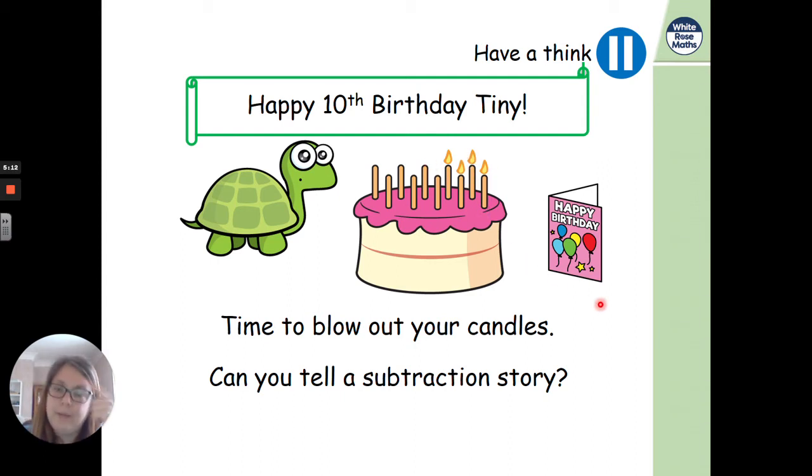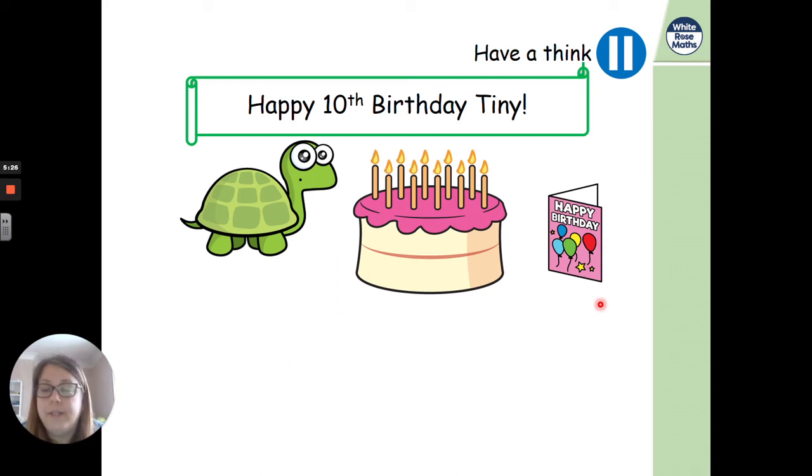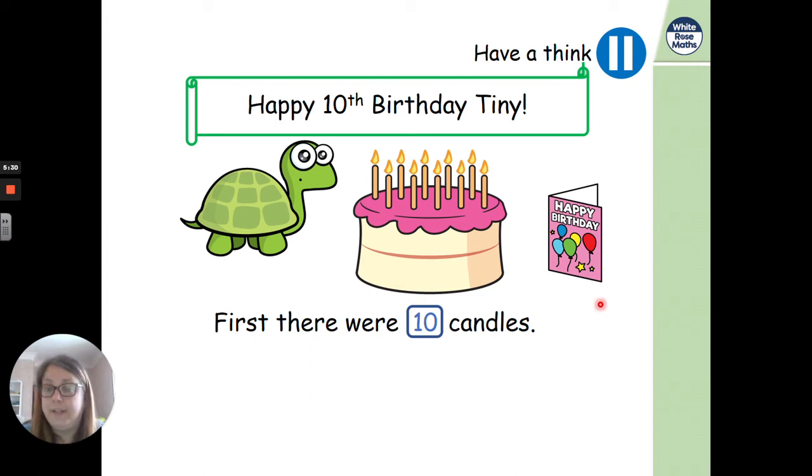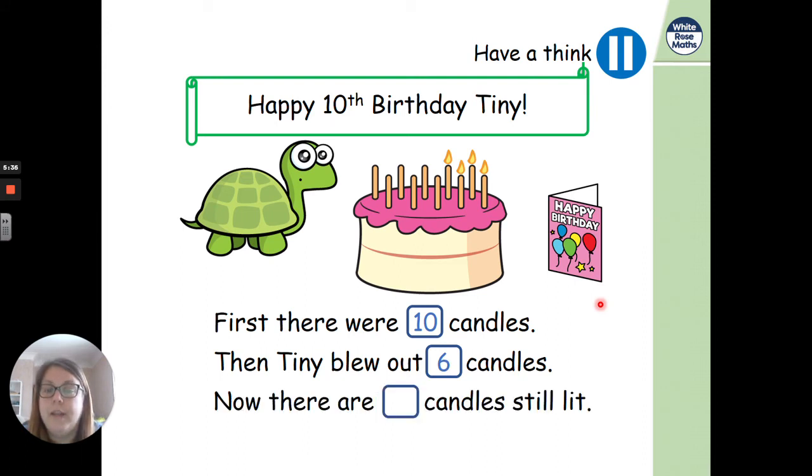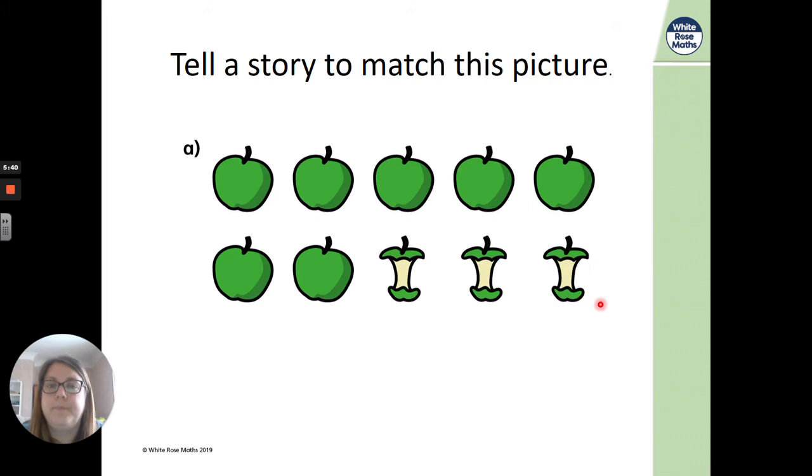Have a little think. You might need to pause the video. Remember, you don't need to write it down. Just tell your grown-up or whoever's helping you with your work your subtraction story. So I'm going to tell you it now. It might be slightly different to how you said it, as long as your numbers were the same. First, there were 10 candles. Then Tiny blew out 6 candles, didn't he? Now there are 4 candles still lit.